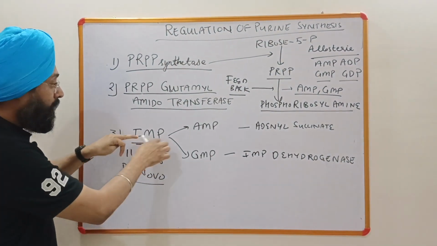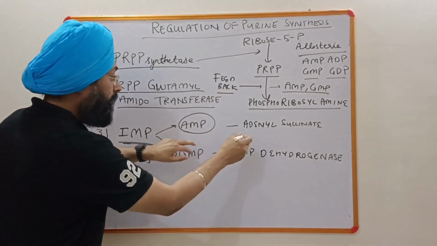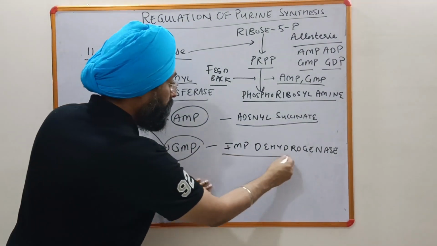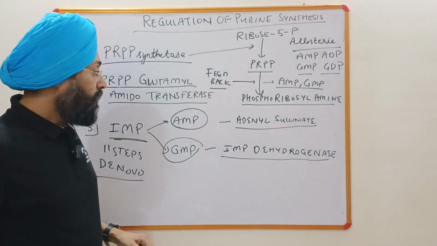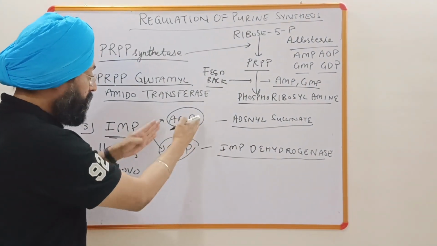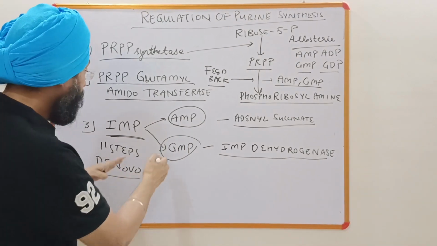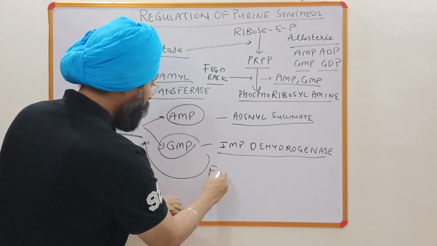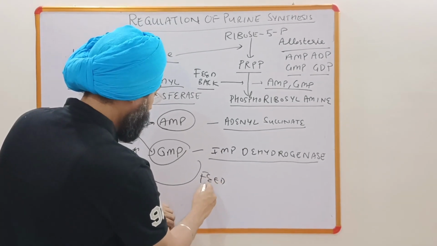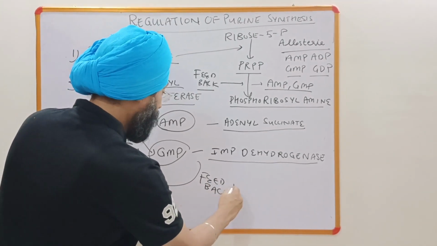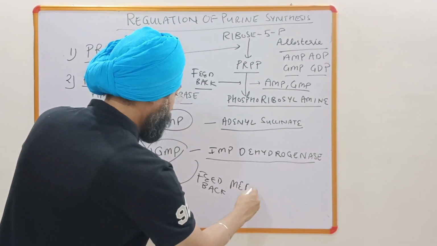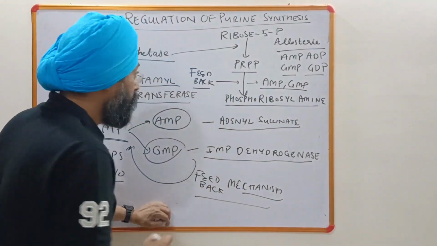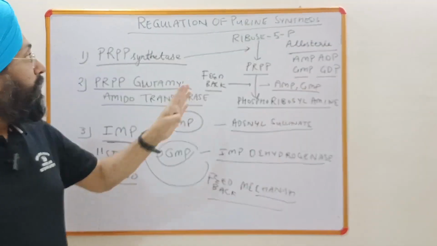IMP can be further converted into AMP by the enzyme adenylosuccinate synthetase, and into GMP by IMP dehydrogenase. When there is sufficient concentration of both of these, they can inhibit this step by a feedback mechanism. So that finishes our regulation.